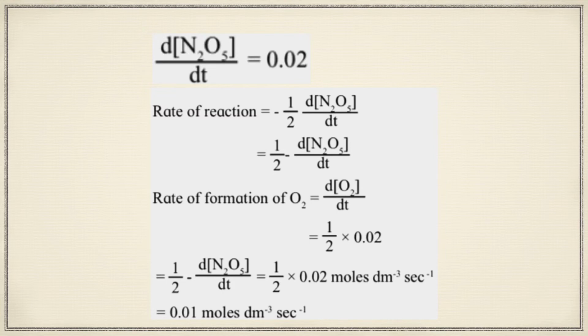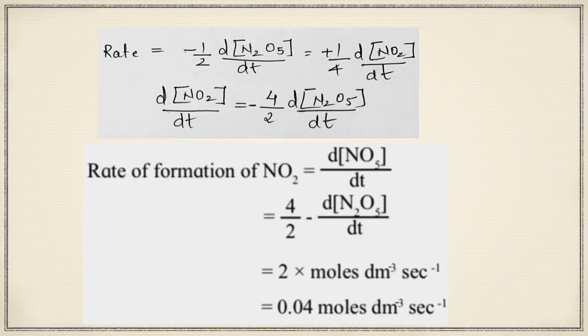Next, rate of formation of O2. Again by the relation I can write: rate of formation of O2 is equal to d by dt of concentration of O2. So I know that it is equal to 1 upon 2 into 0.02, by the same relation, where 0.02 refers to d by dt of concentration of N2O5. So I get the answer as 0.01 moles dm raised to minus 3 second inverse.